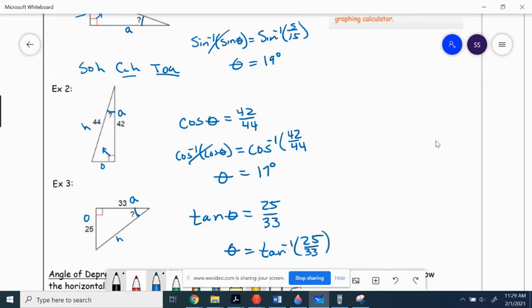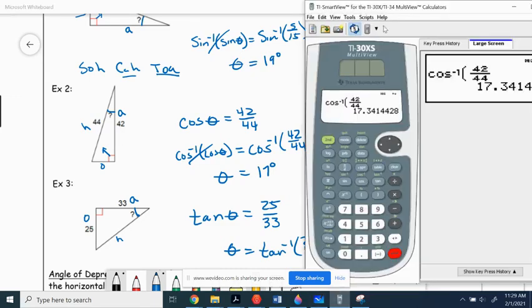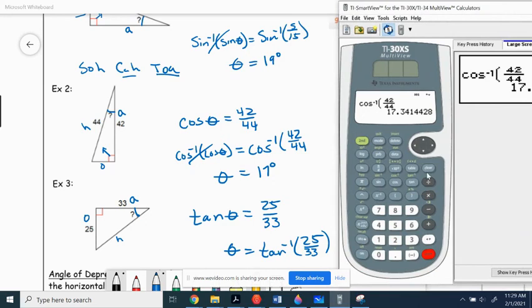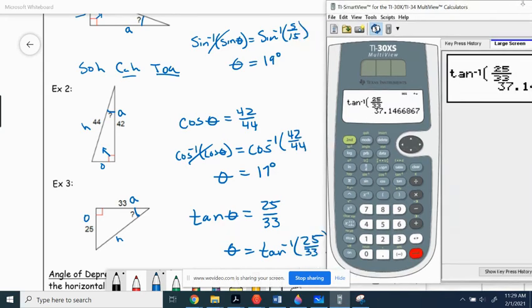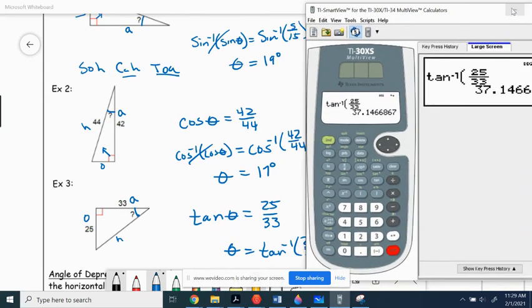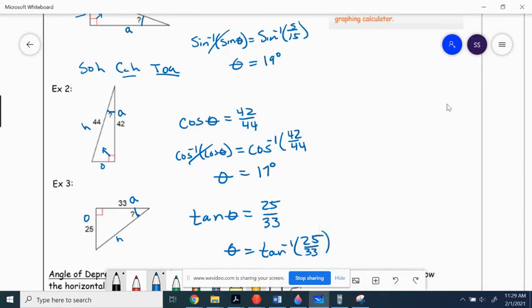All right, let's go over to the calculator. There we go. Second key, tangent button. We get the inverse of tangent of fraction key 25 over 33. Press enter, and we're left with 37. Rounded to the nearest whole number, that would just be 37. So theta, our missing angle, is equal to 37 degrees.